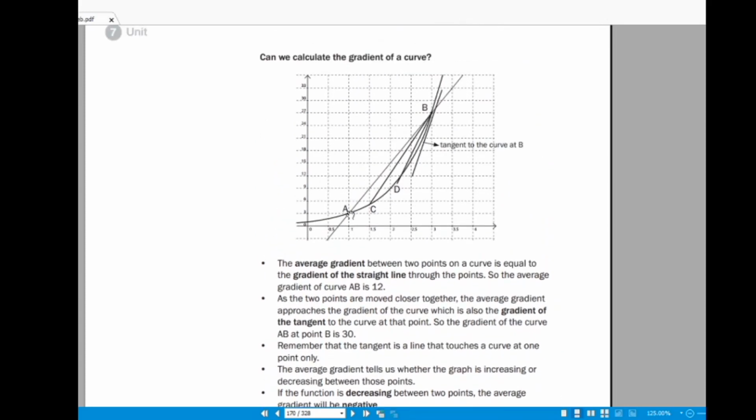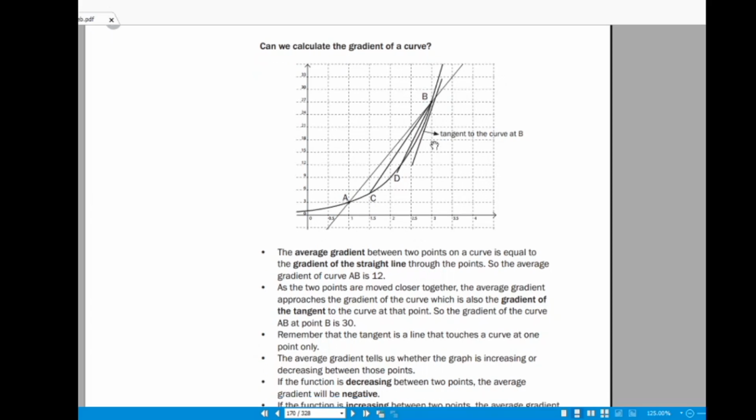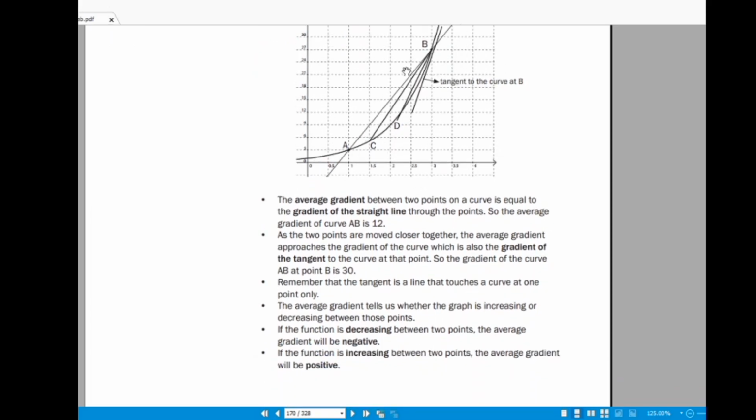As 2 points move closer together, the average gradient approaches the gradient of the curve, which is also the gradient of the tangent to the curve at that point. When you start off with A and B, you use these 2 points to calculate the gradient. But as you move point A closer to point B, your average gradient between those 2 points will also change, and the closer the points become, the more the gradient will be the same as the gradient of the tangent at that point. Let us try to discuss this through a sketch.